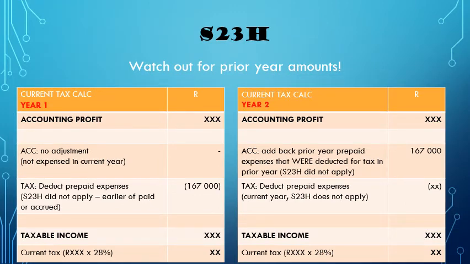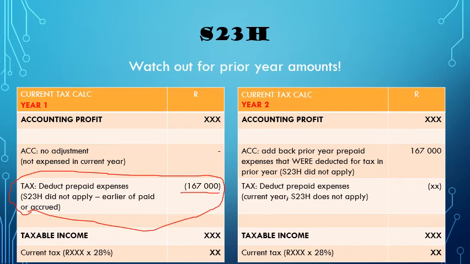Okay, with Section 23H, just watch out for prior year amounts, because we now saw that sometimes we can deduct these expenses in the year that we did the prepayment, and sometimes we cannot. So this was our current tax calc for year one, where we said the only adjustment that we need to make is for the prepayments where the tax and the accounting rules were not the same.